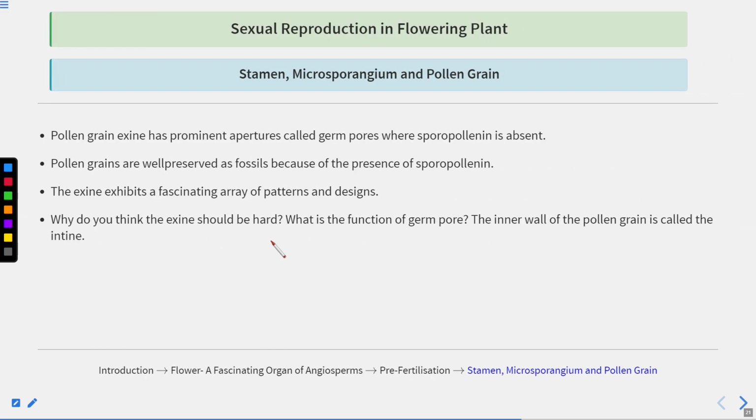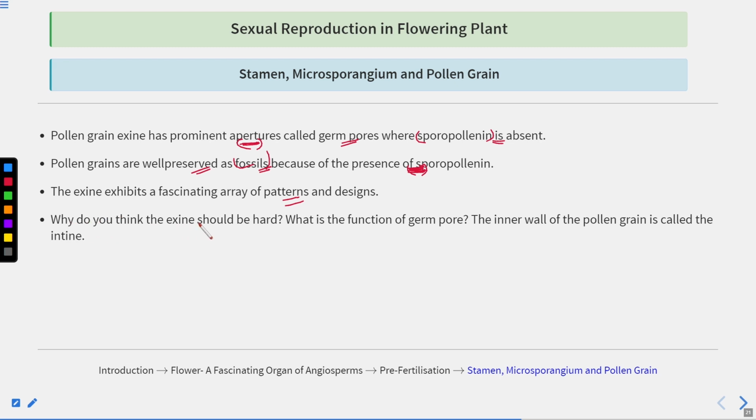Now let's move on. Pollen grain exine has a prominent aperture called the germ pore, where sporopollenin is absent. So you know that the outer layer is known as exine, and the internal layer is known as intine. These are known as the germ pores, where sporopollenin is absent. Now, pollen grains are well preserved as fossils because of the presence of sporopollenin. Sporopollenin is a very resistant material. It cannot be degraded by acid, alkali or enzymes. That's why pollen grains are well preserved as fossils. The exine exhibits a fascinating array of patterns as well as designs.